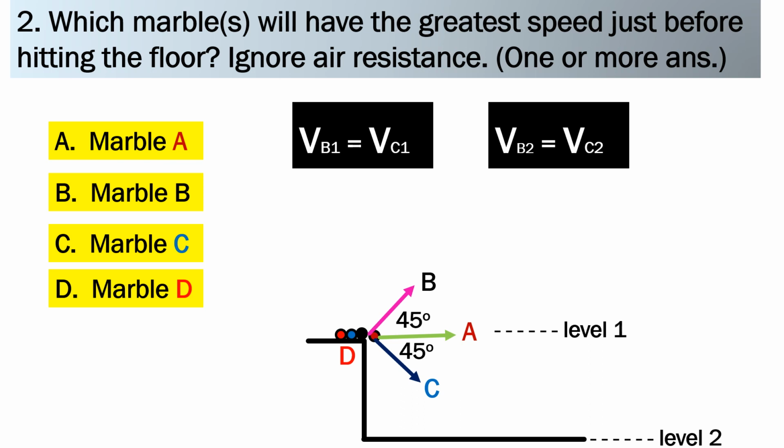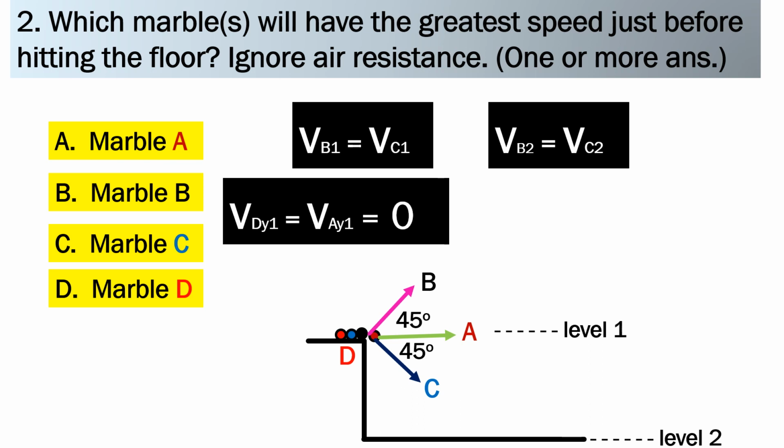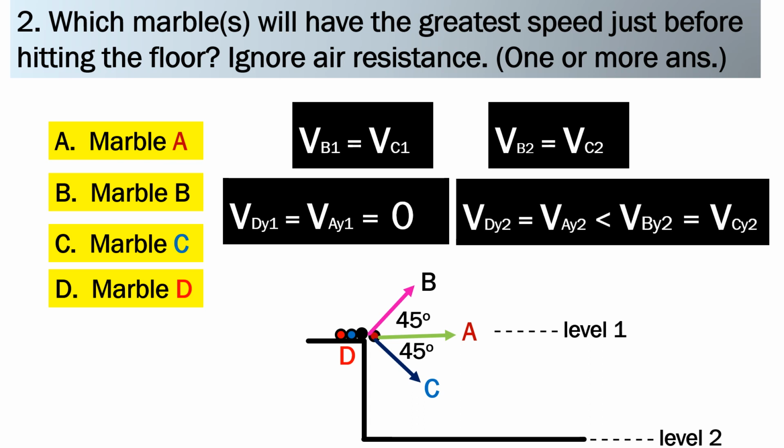Now, as far as marbles D and A are concerned, we say that the vertical initial component of the velocity of marble D is 0, and that goes through also for marble A. They both have 0 component along the y initially. So when they reach the floor, or just about to hit the floor, marbles A and D will also have the same y component of their final velocity. That is the meaning of the first equation, v_Dy2 is equal to v_Ay2.